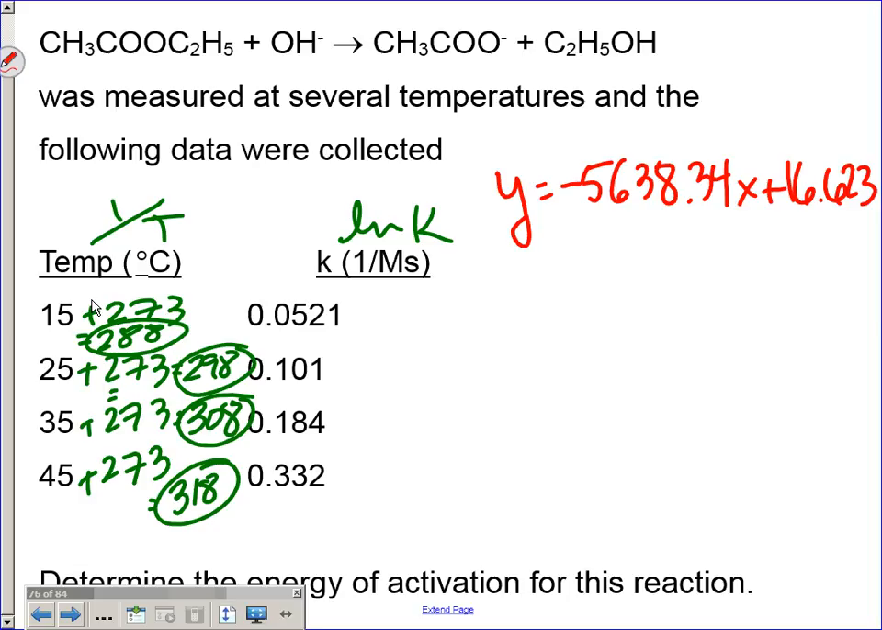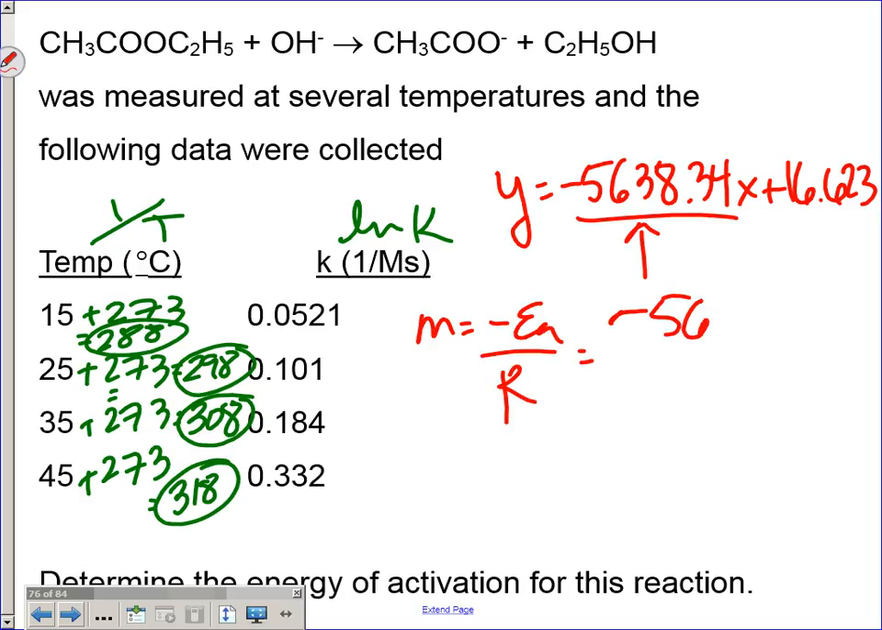Okay. So negative 5,638. What is that? I know that's your slope. Please don't say slope. What is that? That's activation energy over R, right? So m is equal to negative Ea over R, and that's equal to negative 5,638.4. So how would I get Ea? How would I get activation energy?